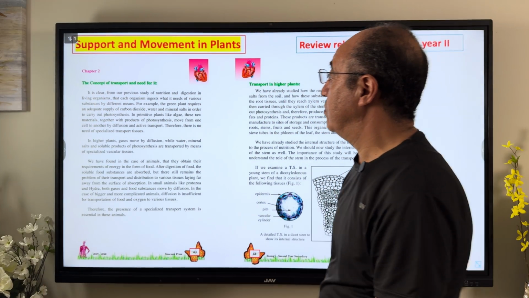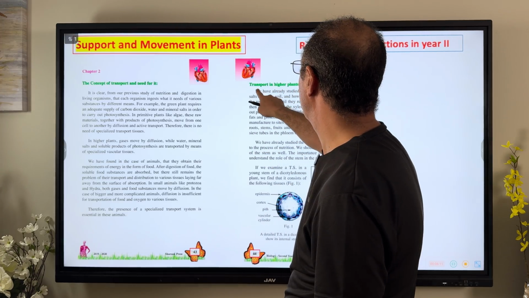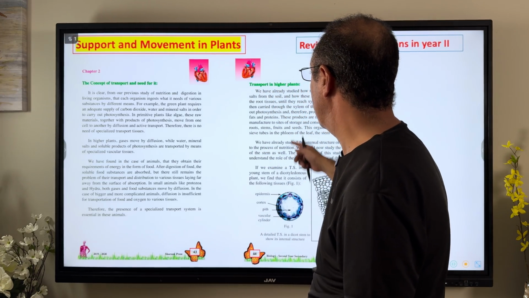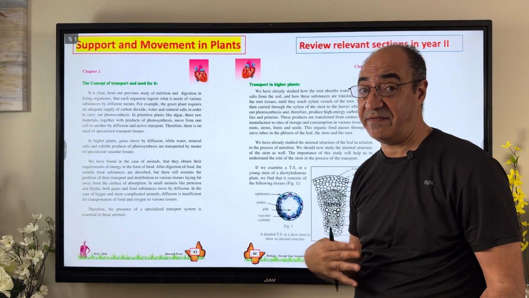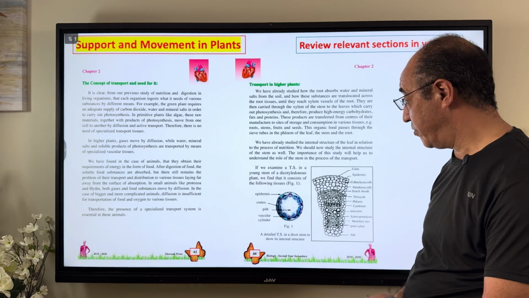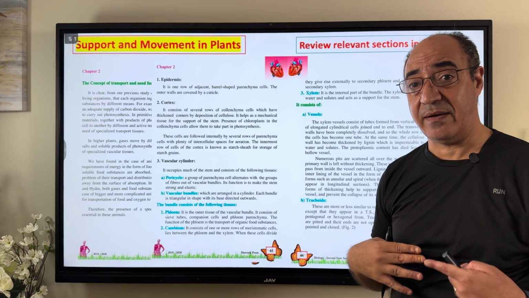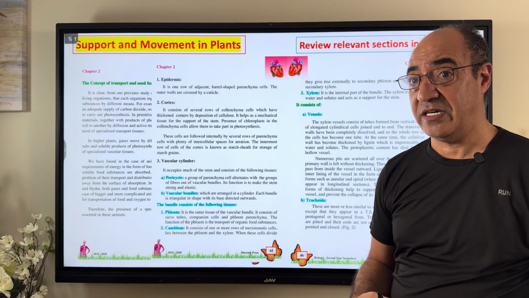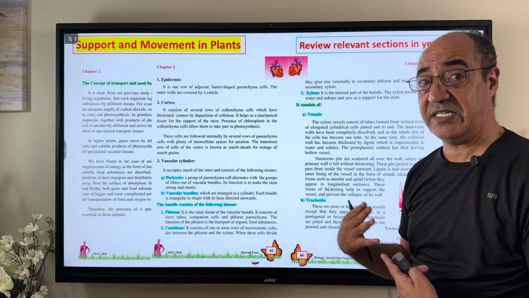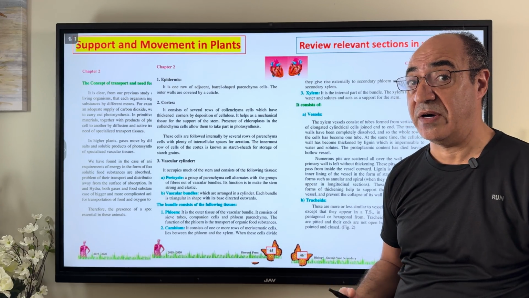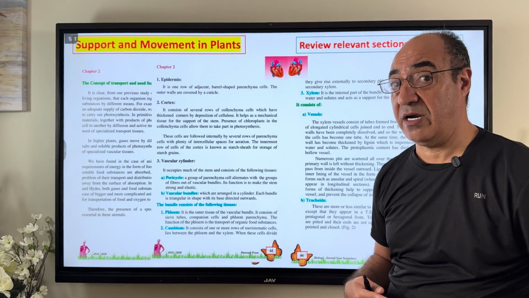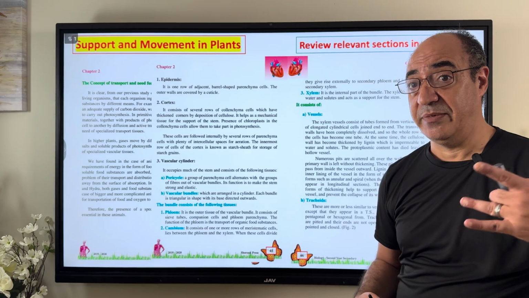I also want you to focus on the idea about how transport is being carried out in higher plants. So these are very few pages, right? You're going to go through them very quickly. You've just finished the school year a month back, and so these ideas and these concepts are still fresh in your mind. So I want you to refresh your mind before we dig deeper into the organization.